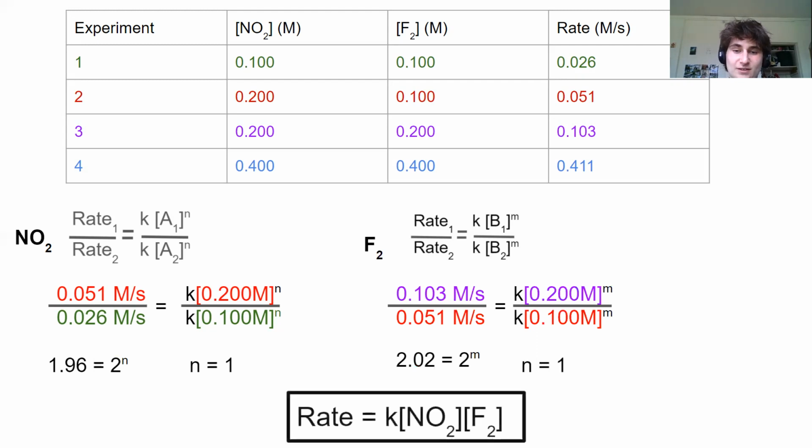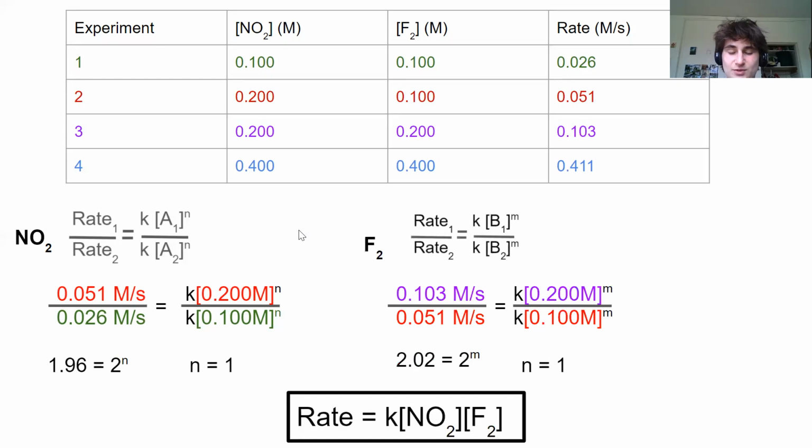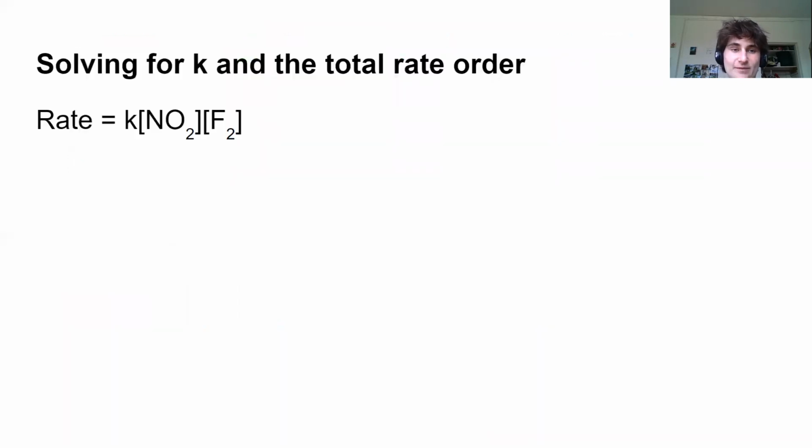And so our final thing is that rate equals NO2 times F2 times K. So rate equals K times NO2 times F2. And now we're going to solve for K.